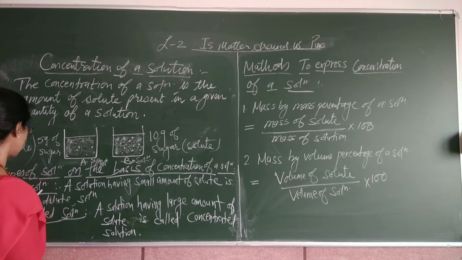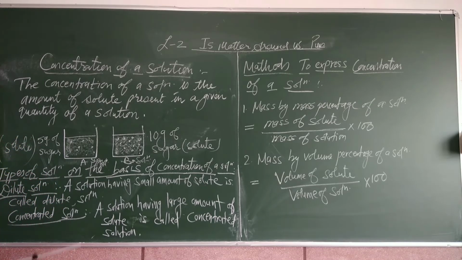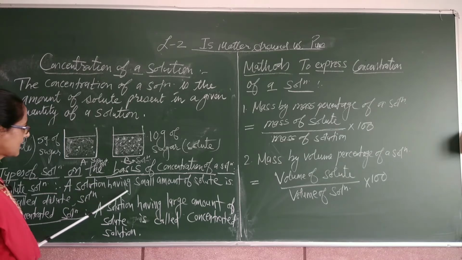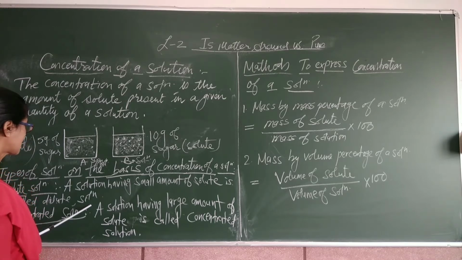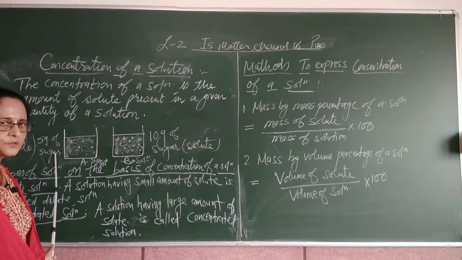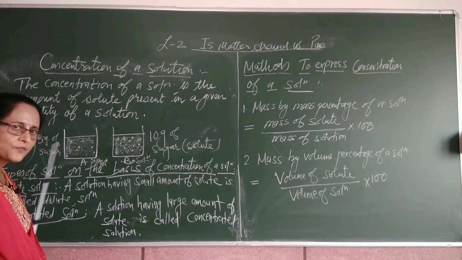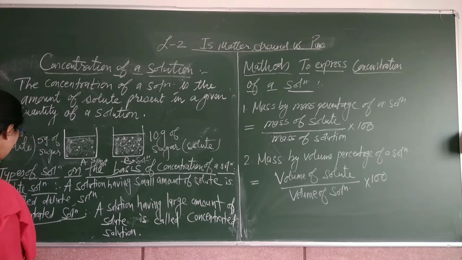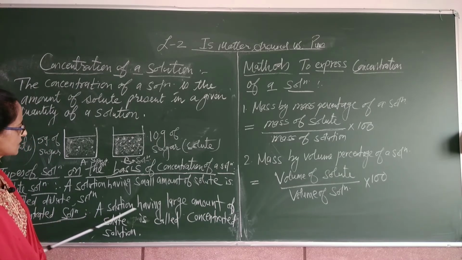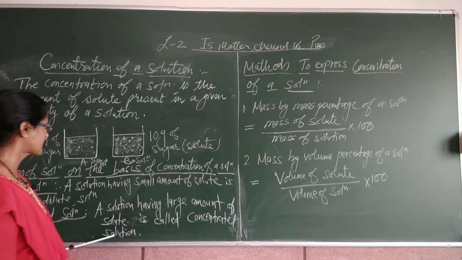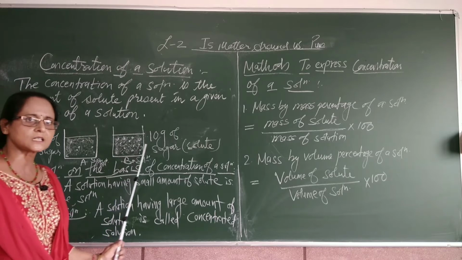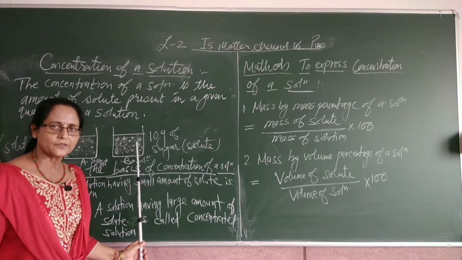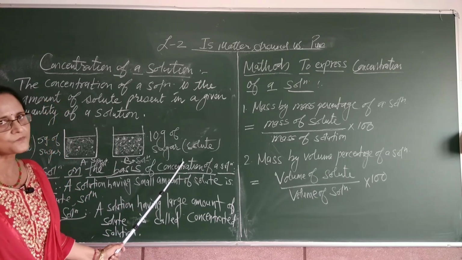Number one, the dilute solution. Number two, the concentrated solution. Number one, the dilute solution: a solution having a small amount of solute is called a dilute solution. We can see in the first beaker where we have added the 5 gram of sugar only. While the concentrated solution: a solution having a large amount of solute is called a concentrated solution, and we can see here in the second beaker where we have added the 10 gram of sugar.